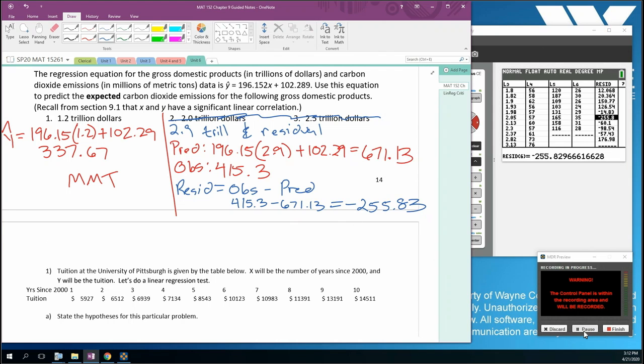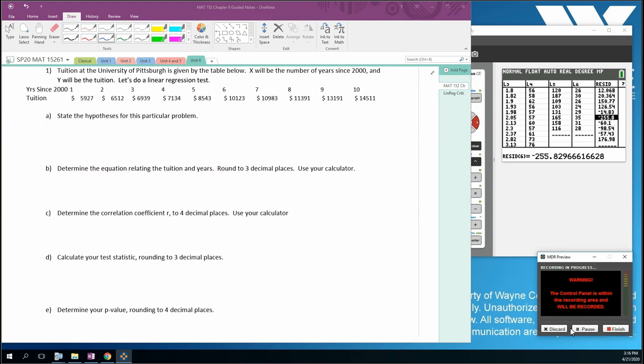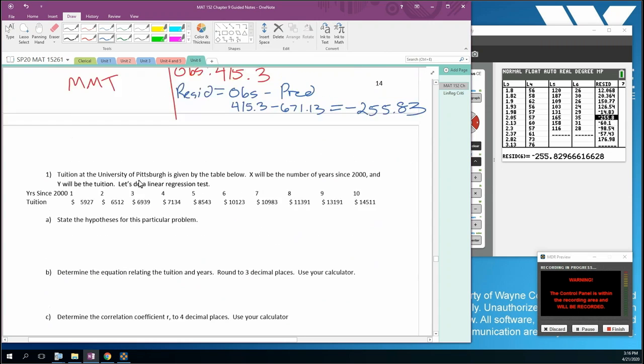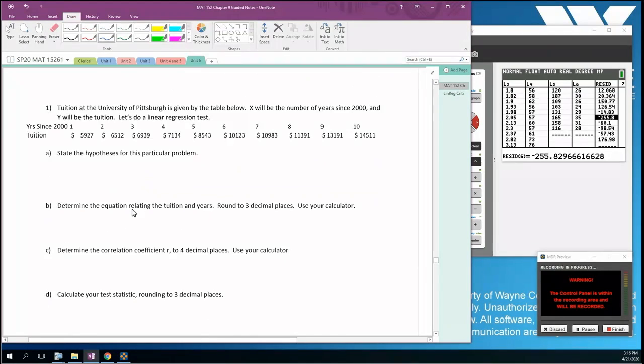So for this next one, this is going to be a long example here where tuition at the University of Pittsburgh is given below by this table. X is going to be the number of years since 2000. So Y will be the tuition. So we're going to do a linear regression test.